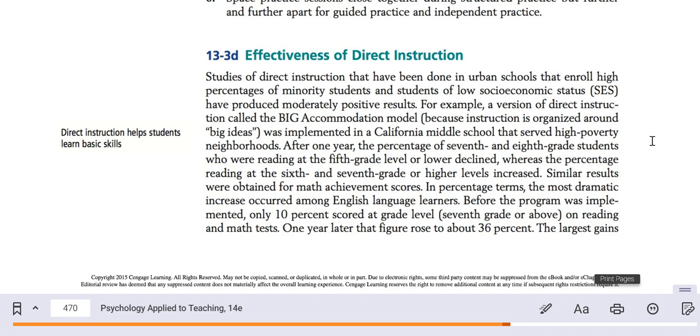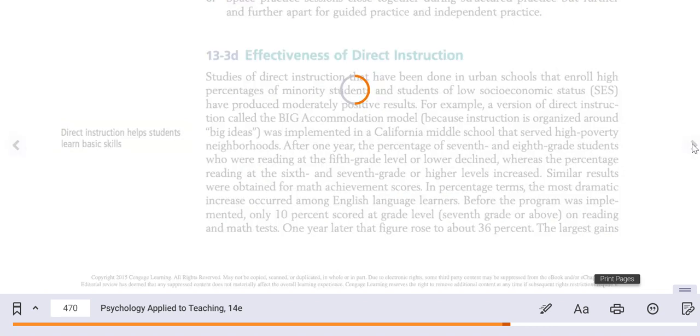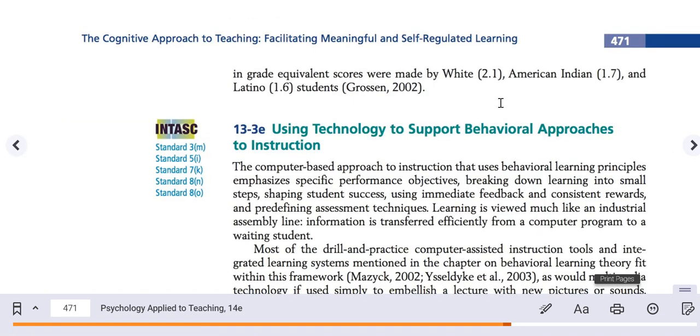After 1 year, the percentage of 7th and 8th grade students who were reading at the 5th grade level or lower declined, whereas the percentage reading at the 6th and 7th grade or higher levels increased. Similar results were obtained for math achievement scores. In percentage terms, the most dramatic increase occurred among English language learners. Before the program was implemented, only 10% scored at grade level, 7th grade or above, on reading and math tests. 1 year later, that figure rose to about 36%. The largest gains in grade equivalent scores were made by white, American Indian, and Latino students.